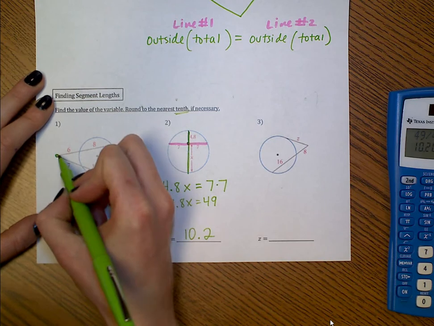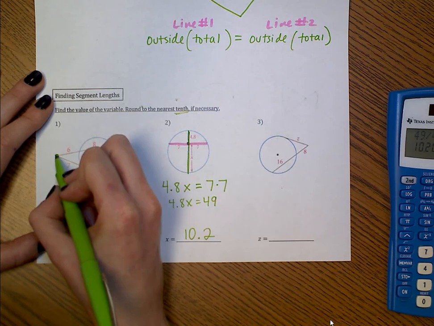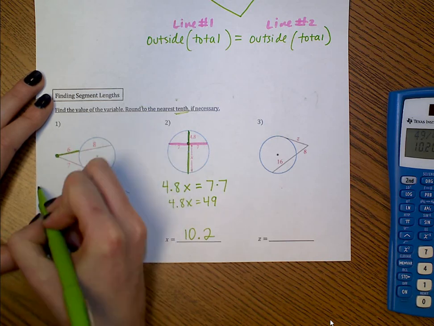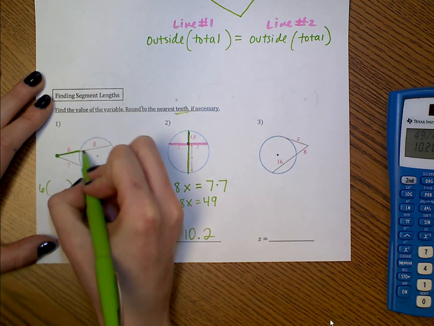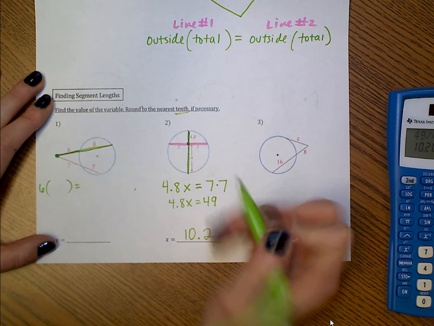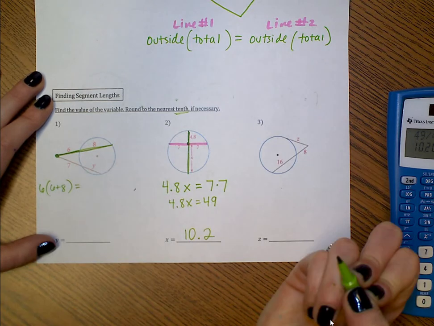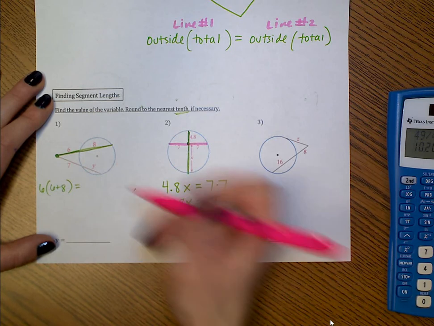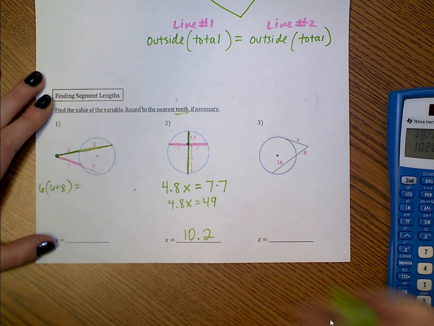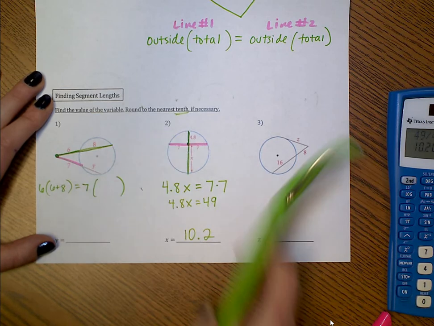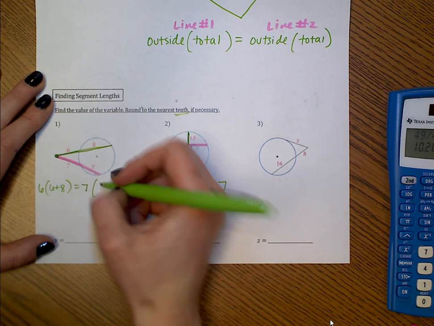So I look at one line at a time. For the top line, I do the piece outside the circle, which is 6. And I set that equal to the total segment length, which would be 6 plus 8. I'd add them together. And then I do the same thing for the bottom line. So the piece outside the circle is 7, and I set that equal to the total length, which would be 7 plus Y.